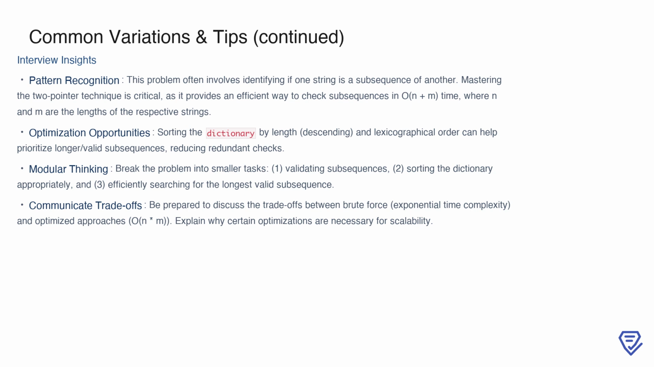Optimization is another important aspect. Sorting the dictionary by length in descending order and then by lexicographical order can help prioritize longer, valid subsequences, minimizing redundant checks. Modular thinking is also valuable. Break this problem into smaller tasks, such as validating subsequences, sorting the dictionary, and efficiently searching for the longest valid match. Finally, be ready to discuss trade-offs. For instance, brute force approaches have exponential time complexity and are impractical for larger inputs, whereas optimized methods like the two-pointer technique scale much better. Being able to articulate why these optimizations are necessary demonstrates a strong understanding of the problem.